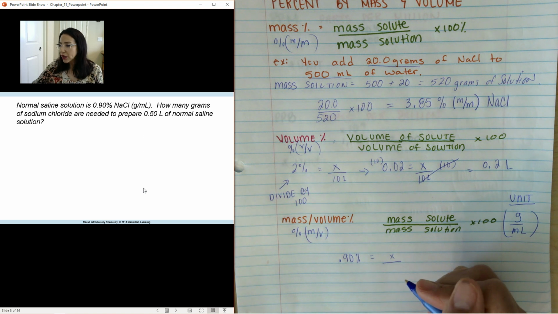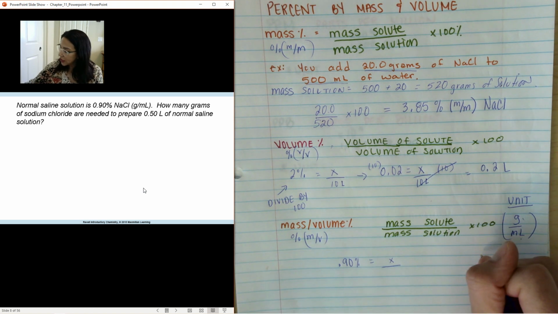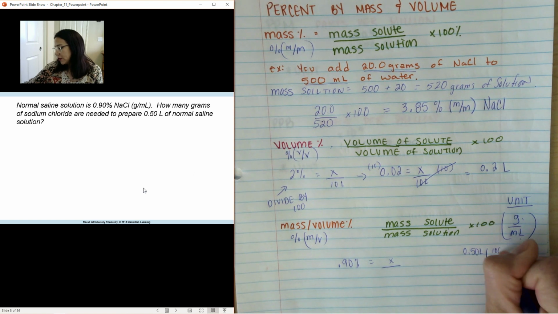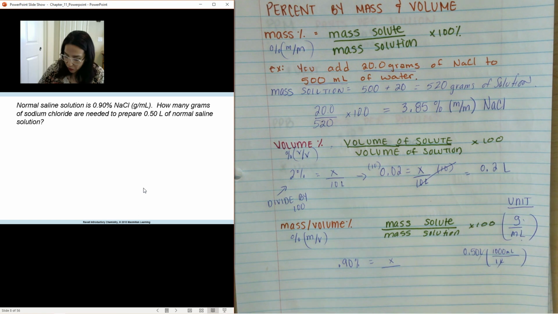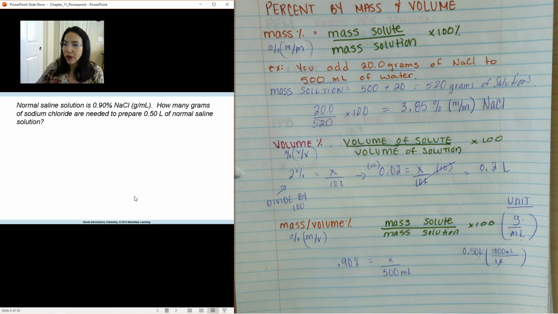Now, one of the things that we learned in the previous slide is that the unit has to be in grams per milliliter. So therefore, we're going to have to convert our 0.5 liters into milliliters. I'm going to do that conversion right over here, 0.5 liters. There are 1,000 milliliters in 1 liter. Liters cancel out, and I'm going to take my 0.5 and multiply that by 1,000, and I get 500 milliliters. So now we could go ahead and continue to solve our problem.